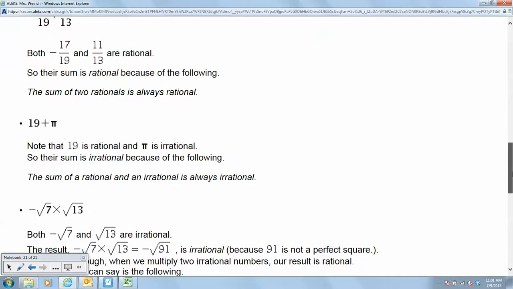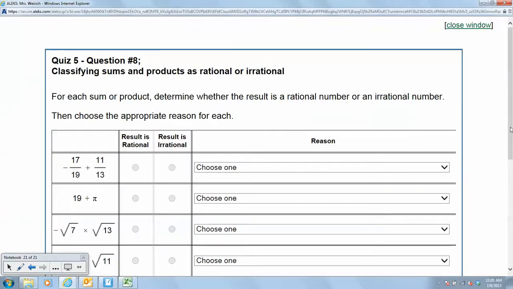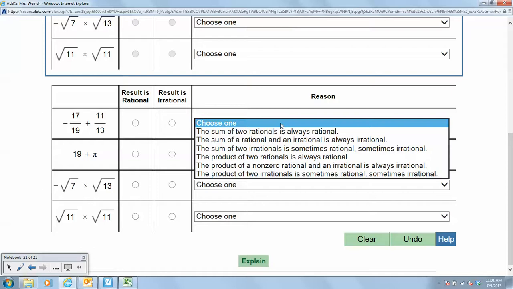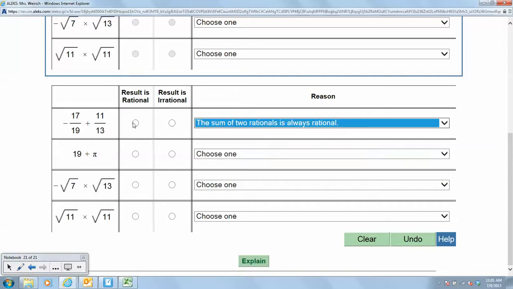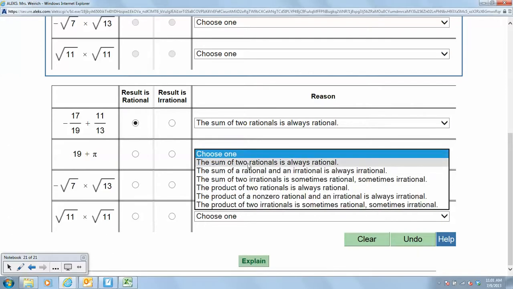So in this case, I've got a rational number plus another rational number. If I click on the reasons, we have to choose one of these two things. In this case, it is a sum, so I would only pick from the first three options. It's a rational plus another rational, so the only option would be the sum of two rationals is always rational.